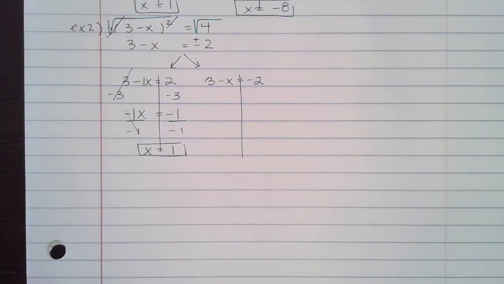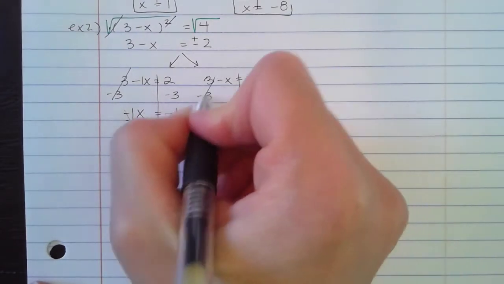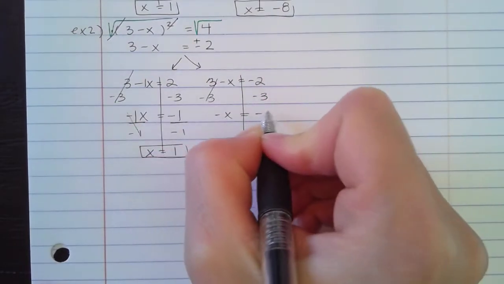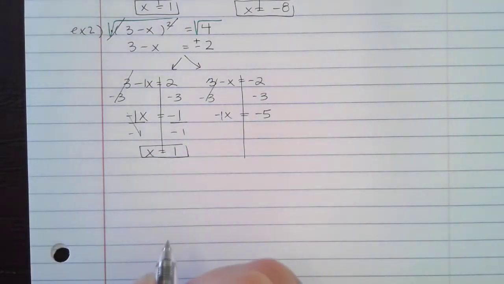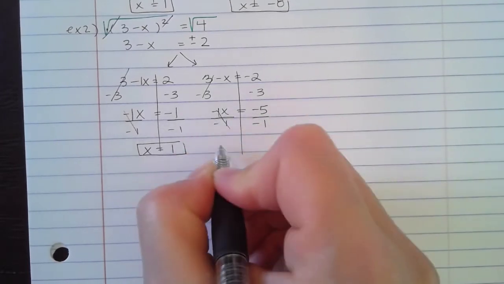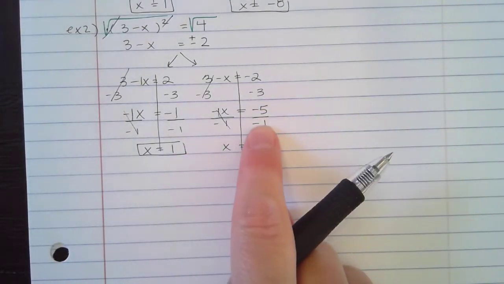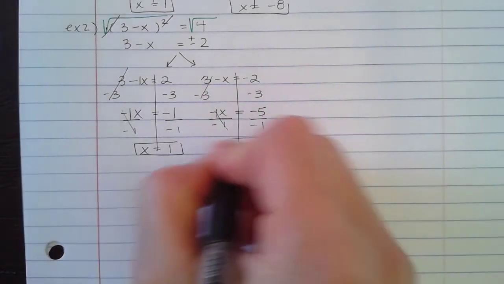Yay! All right, let's do the same thing over here. Subtract 3 from both sides. Negative x is equal to a negative 5. Don't forget that this is technically an invisible 1. So you're going to divide by a negative 1. A negative divided by a negative is a positive. 5 divided by 1 is 5.